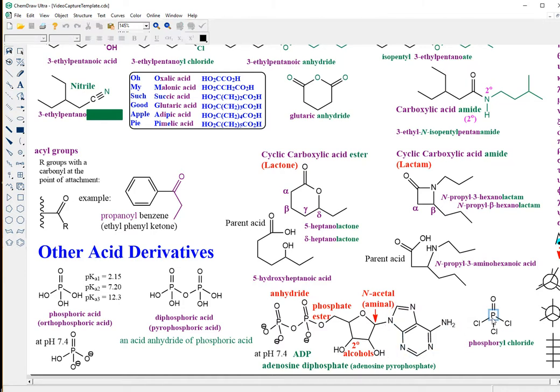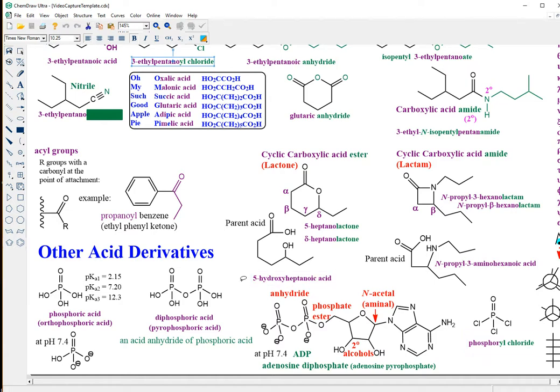This is not a biological molecule. This is a very nasty molecule, but it does follow the nomenclature of an acid halide. If you look up here, 3-ethylpentanoic acid became 3-ethylpentanoyl chloride. Phosphoric acid became phosphoryl chloride. Lose the ic acid, replace with yl halide. If there are many OHs, it's understood if there is no ic acid in the name, all of the OHs are gone.